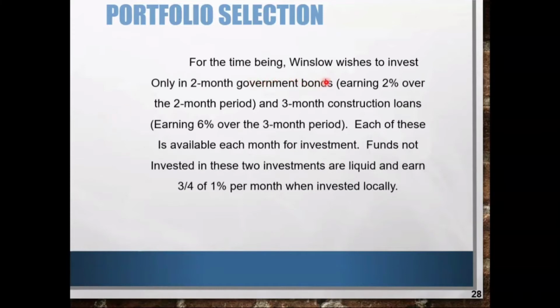For the time being, Winslow wishes to invest only in 2-month government bonds, earning 2% over the 2-month period, and 3-month construction loans, earning 6% over the 3-month period. Each of these is available each month for investment. Funds not invested in these two investments are liquid and earn 3/4 of 1% per month when invested locally.